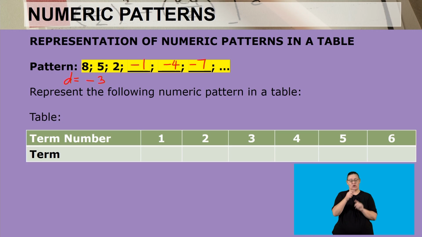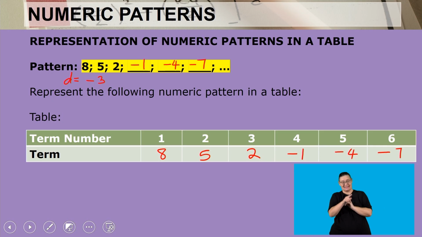Again, we have the first 6 terms. Of course, this table does continue, so we are just going to represent those terms. The first term is an 8, second term is the 5, third term is a 2, the fourth term is a -1, the fifth term is a -4, and the sixth term is a -7. And that is how we have represented those number patterns.